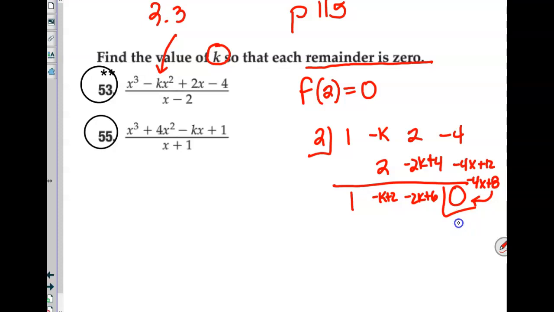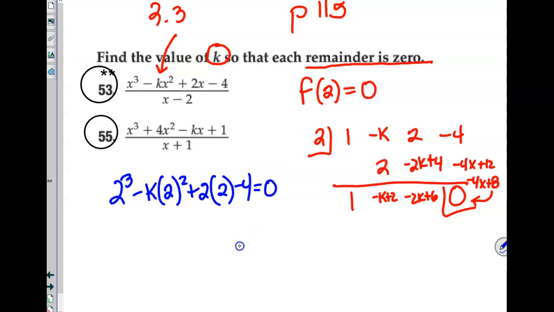All right. I don't think that was their best plan. I think Skylar was right on the ball. He said, let's just put in a 2 for all the x's, and then we should be able to set the thing equal to 0 and find k. So can you put in a 2 here? 2 cubed minus k times 2 squared plus 2 times 2 minus 4. And what's it supposed to all come out to? The directions said the remainder was 0. Okay, solve that for k.